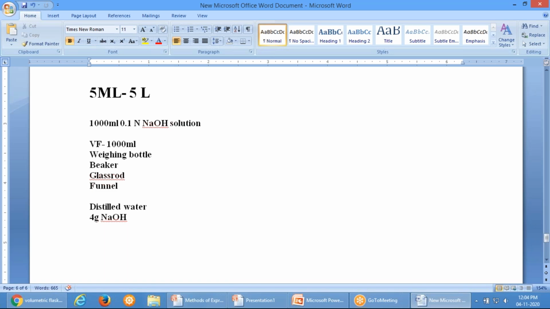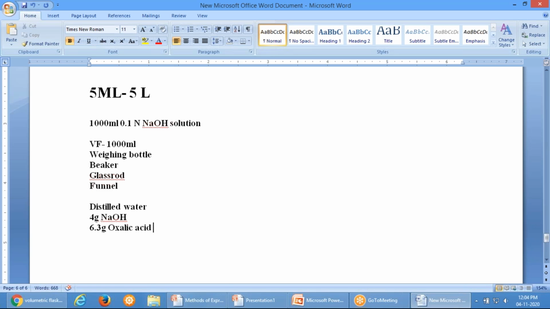So we need to take 6.3 grams of oxalic acid in 1000 ml of distilled water. 4 grams of sodium hydroxide in 1000 ml, 6.3 grams of oxalic acid in 1000 ml. Now you can use butter paper. Oxalic acid is a solid, so you can use butter paper to weigh the oxalic acid.